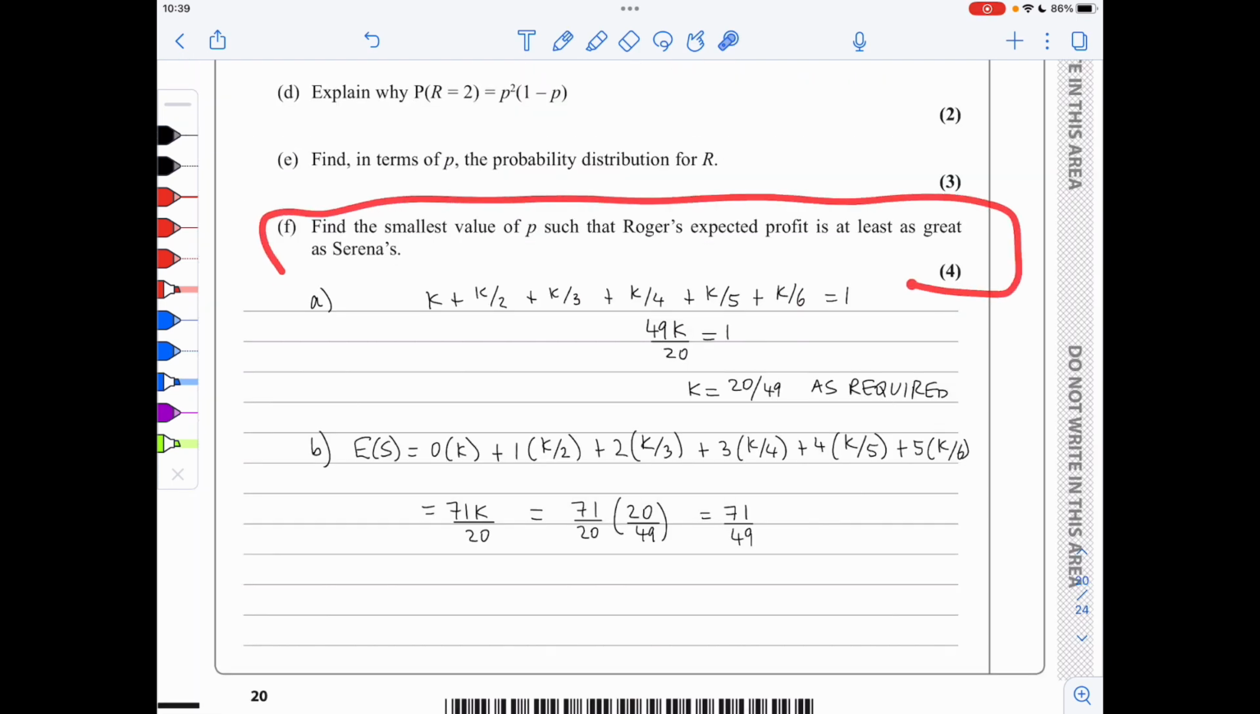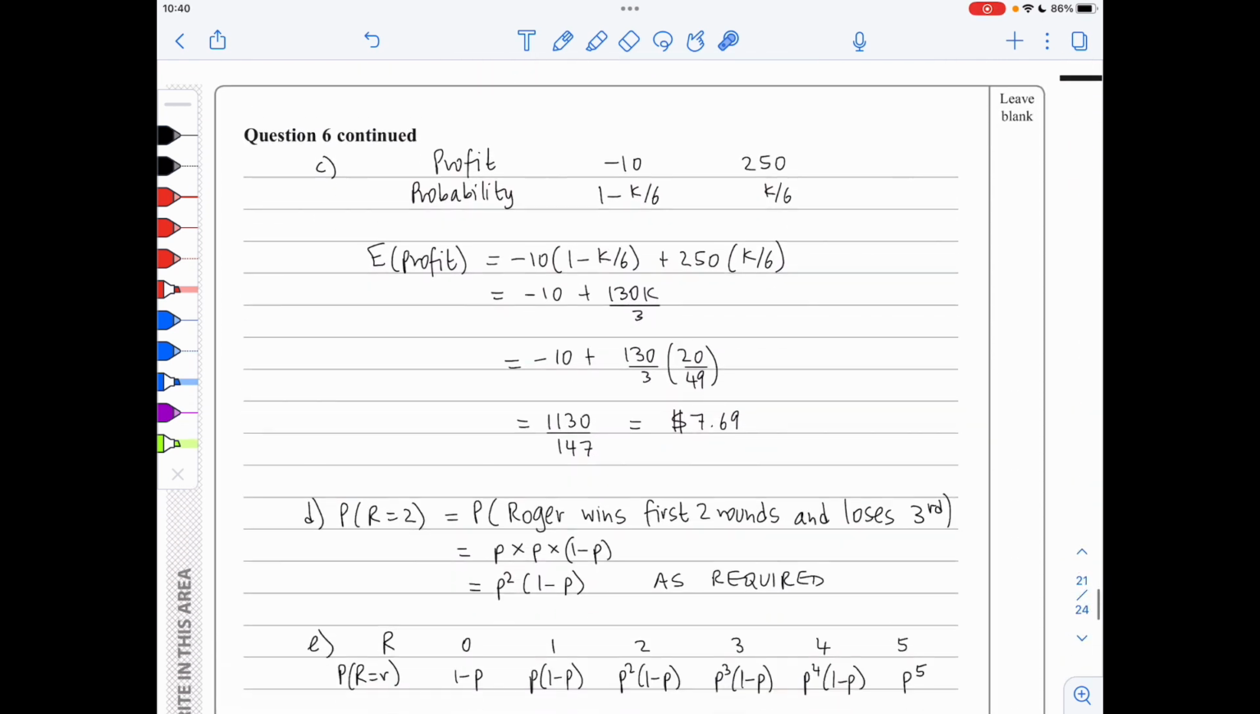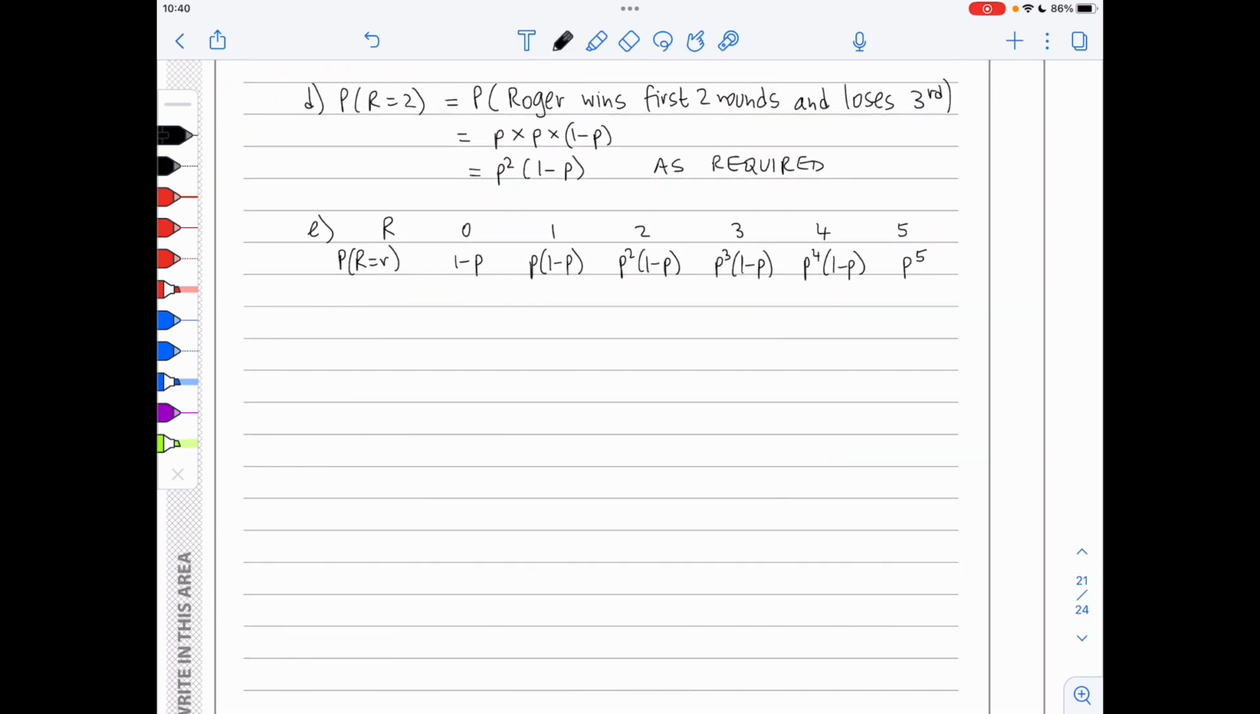For part F, we need to find the smallest value of p so that Roger's expected profit is at least as great as Serena's. So I will draw up another table for Roger now for his profit. He could make a profit of minus 10 or a profit of 250, and the associated probabilities will be p to the 5 for winning all 5 rounds and therefore making a profit of 250, and 1 minus p to the 5 for all other cases.